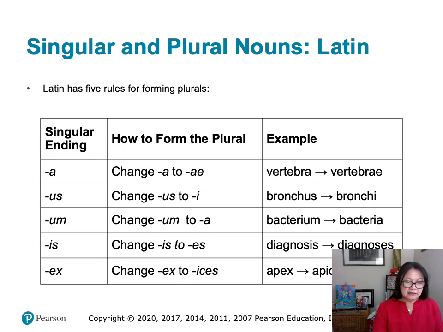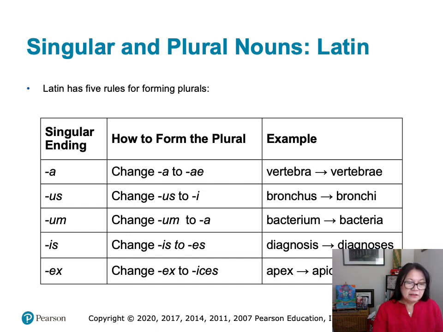When a Latin singular noun ends in US, form the plural by changing the US to I. Thus the bronchus becomes bronchi, and thrombus becomes thrombi. When a Latin singular noun ends in UM, form the plural by changing the UM to A. So atrium becomes atria, and bacterium becomes bacteria.